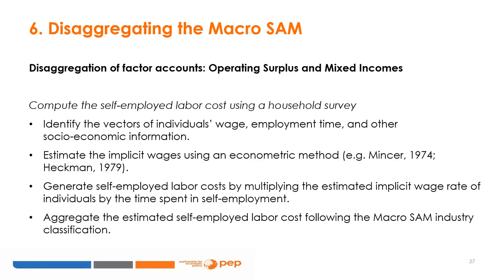Compute the self-employed labor costs using a household survey. First, identify individuals' hourly wages, employment time, and other socioeconomic information using survey data. Second, predict the implicit wages using a selected regression method, for instance, Mincer, 1974, or Heckman, 1979. Third, generate self-employed labor costs by multiplying the estimated implicit wage rate of individuals by the time spent in self-employment. Fourth, aggregate the estimated self-employed labor costs following the macro SAM industry classification.